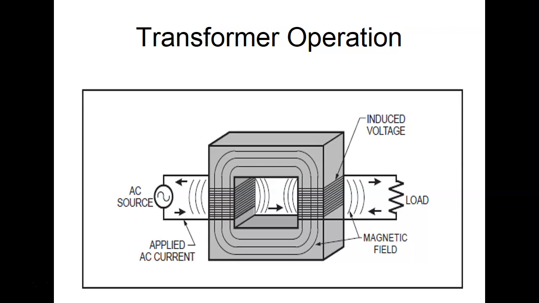So operation, we come up here, we attach a load to the secondary. It's going to require a current. When it requires a current, the strength of the magnetic field's got to go up. This is going to provide that. Put power in and power out. So if this guy needed 100 watts, how much would your AC source have to provide?